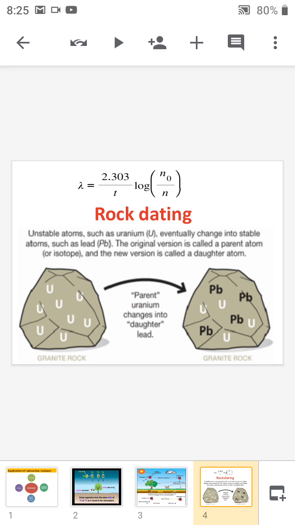Because we can measure the amount of the uranium which is present in the rock particle at present, and also calculate the amount of the uranium which was present in the rock particle at the earlier stage. Then we apply the above equation: lambda equals 2.303 divided by T into log N0 divided by N, where N0 is the amount of the uranium which was initially present in the rock, and N is the amount of the uranium which is present now in that rock. Thus we can find out the age of the rock very easily.